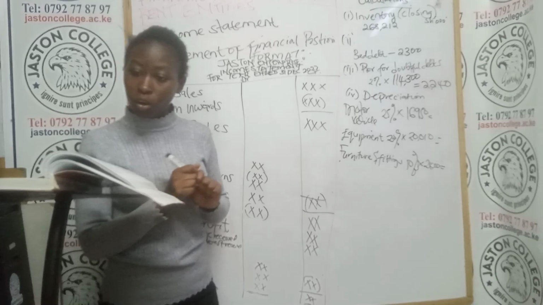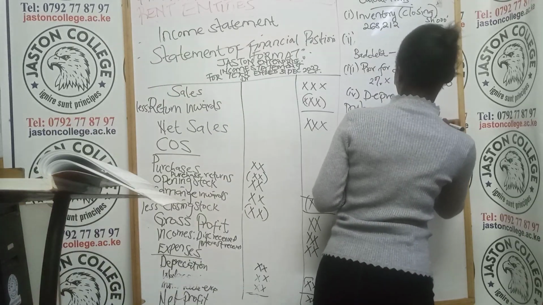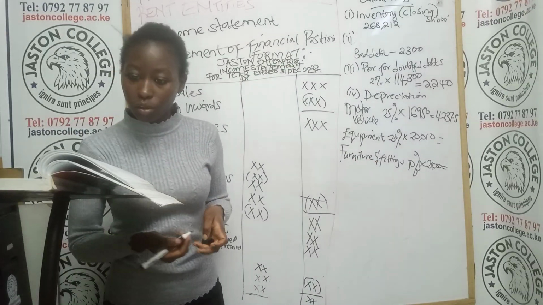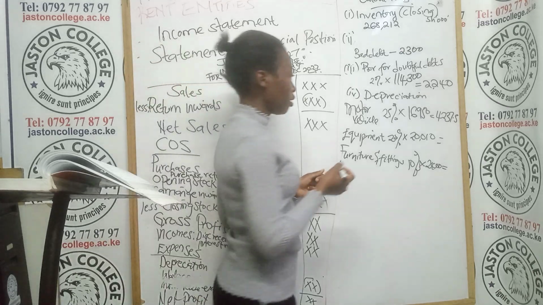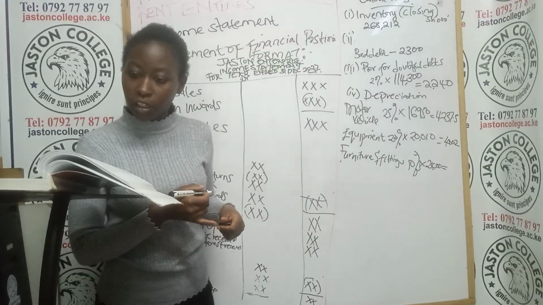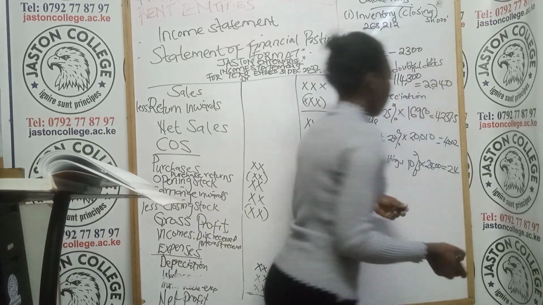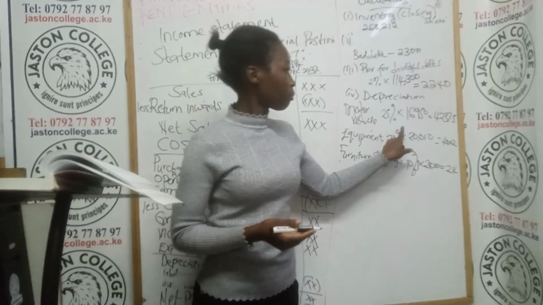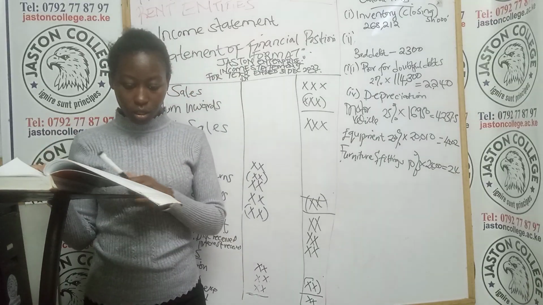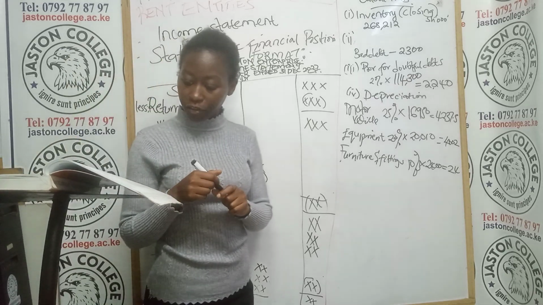So depreciation on motor vehicle will be 4,237.5. Then depreciation on equipment will be 4,002. Then depreciation on furniture and fittings will be 240. So this is our depreciation. Then we head on to note 5.